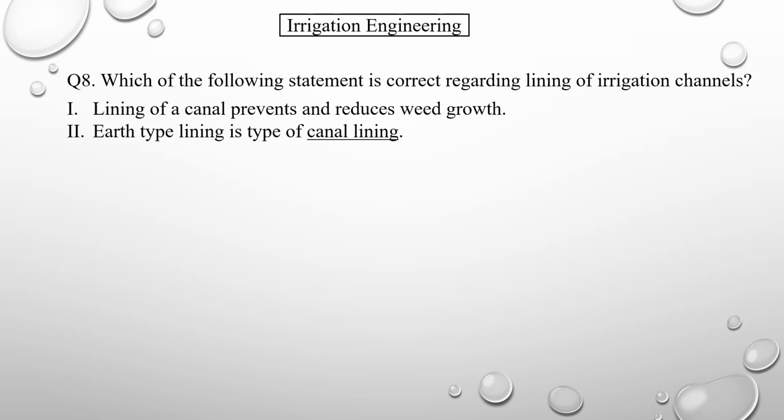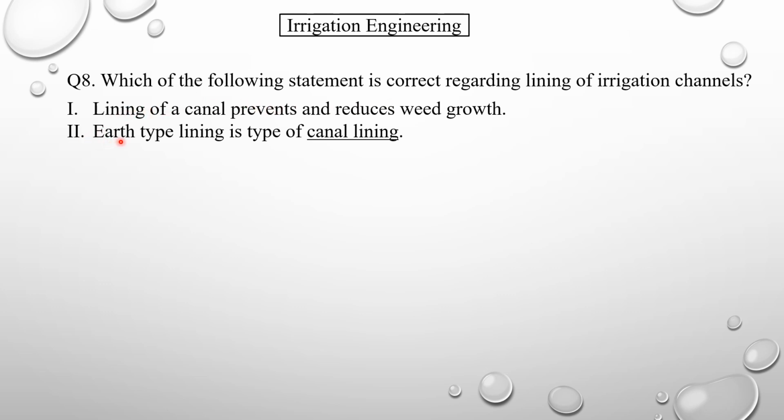Then the next question is from irrigation engineering. Question number 8: which of the following statements is correct regarding lining of irrigation channels? Here they ask for the correct option regarding the irrigation channel. First, lining of a canal prevents and reduces weed growth. Yes, it prevents and reduces weed growth. Also, it prevents seepage and reduces seepage loss. So the first option is correct.